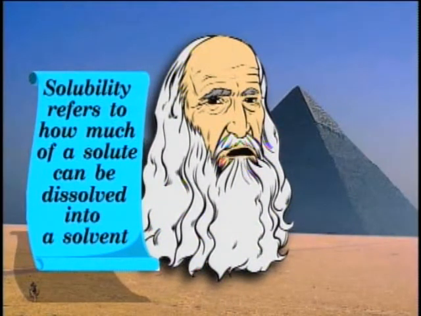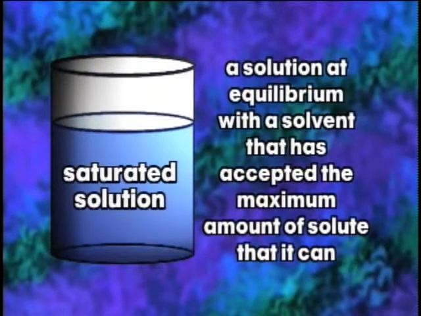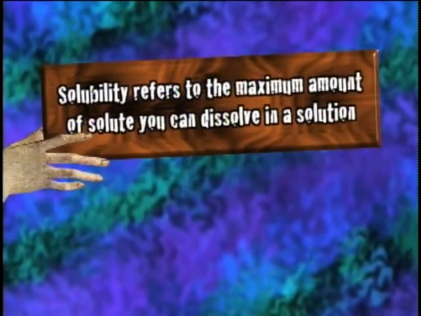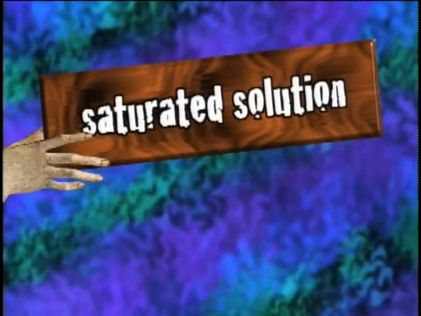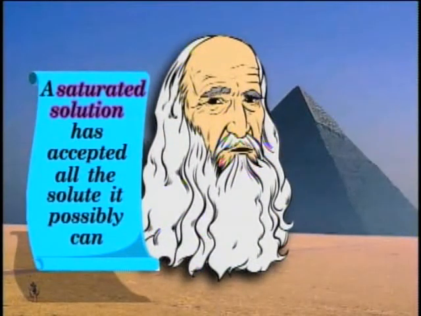Solubility refers to how much of a solute can be dissolved into a solvent. A saturated solution is a solution at equilibrium with a solvent that has accepted the maximum amount of a solute that it can. So solubility refers to the maximum amount of solute that you can dissolve in a solution. The term saturated solution refers to the solution itself after the maximum amount of a solute has dissolved into it. A saturated solution has accepted all the solute it possibly can.